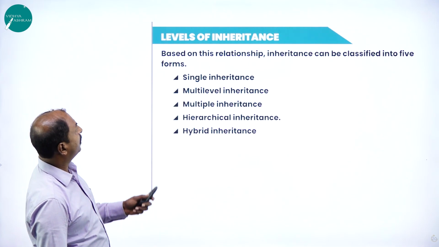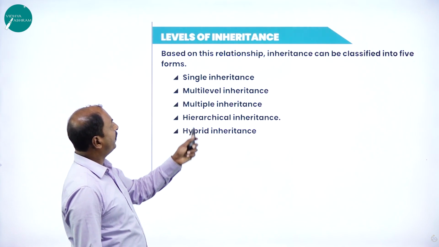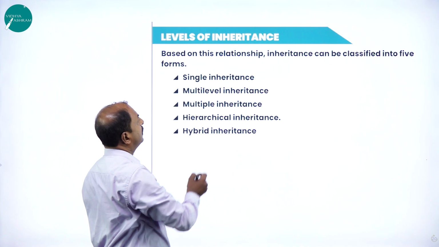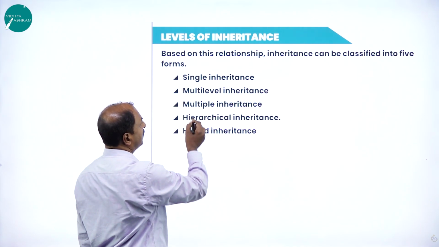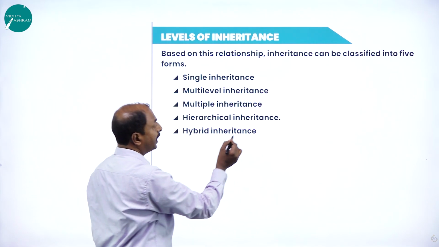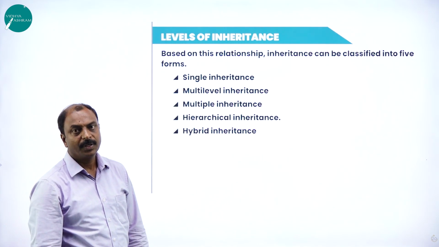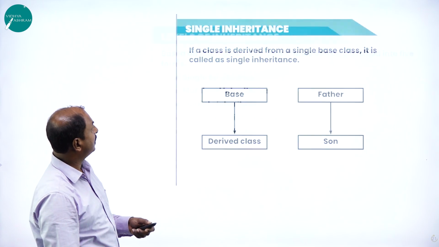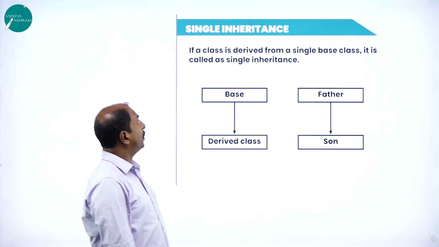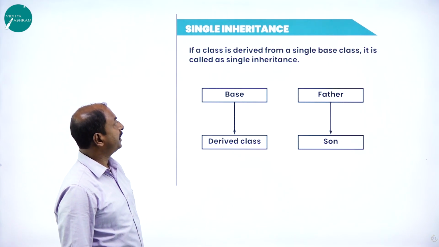So generally there are these 5 types of inheritance. They are single inheritance, multi-level inheritance, multiple inheritance, hierarchical inheritance and hybrid inheritance. So now let us see the examples and definition of these things one by one. Now first one is single inheritance.